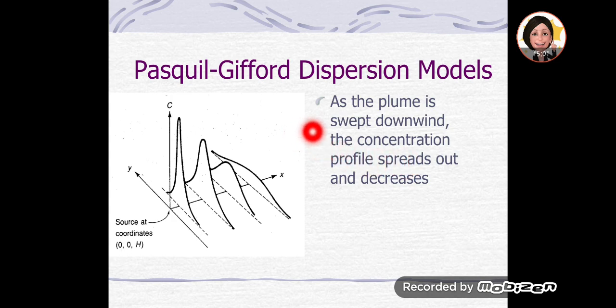In Pasquill Gifford dispersion models, this is your z axis, this is your x, and this is your y. The plume is moving in this direction. As the plume is swept downwind, the concentration profile spreads out and decreases. At the beginning the concentration is very high and not very spread. But as it travels downwind, the spread increases and the concentration decreases.